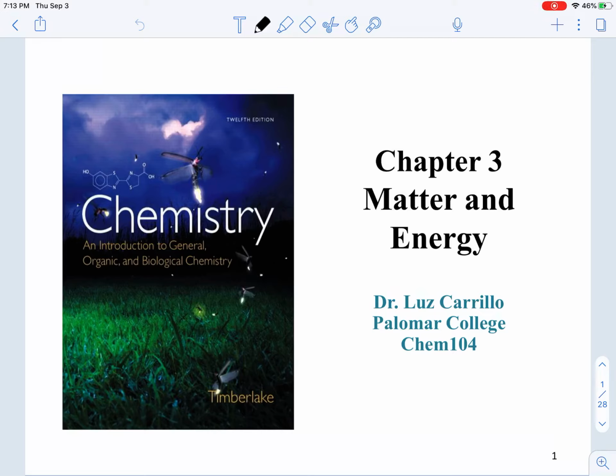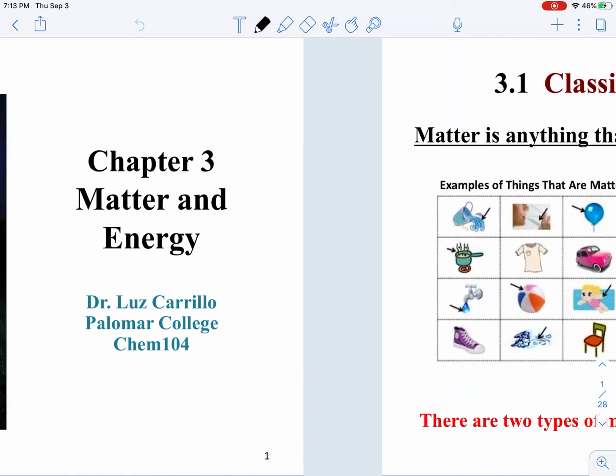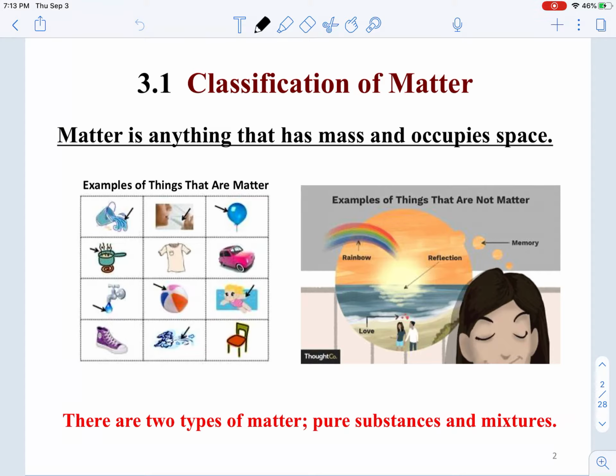In this video, we are going to be going over the concepts of chapter 3, which have to do with matter and energy. At first, we are going to be looking at the classification of matter. The definition of matter is anything that has mass and occupies space.